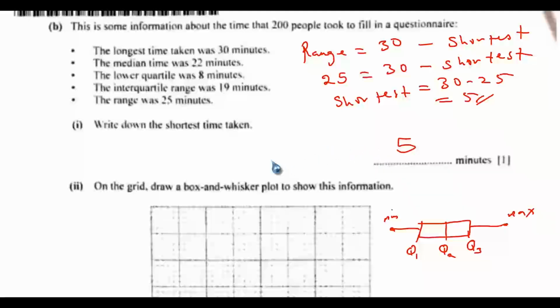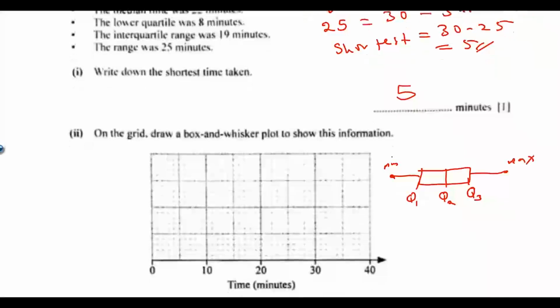Then we need the lower quartile, which is giving us 8. We need the median, which is giving us 22. We need the upper quartile, so that is not given. So we need to find it. Okay, so you can just quickly do something here.